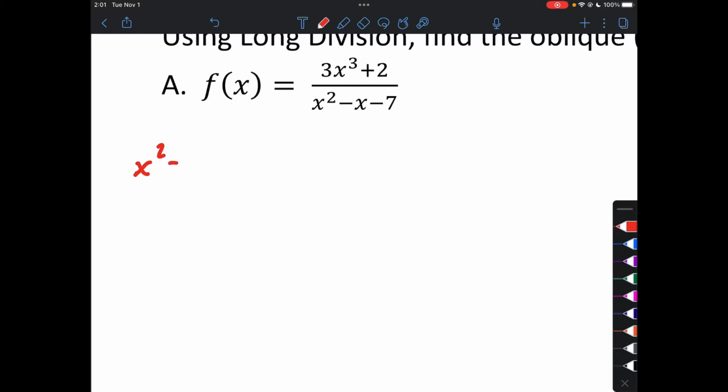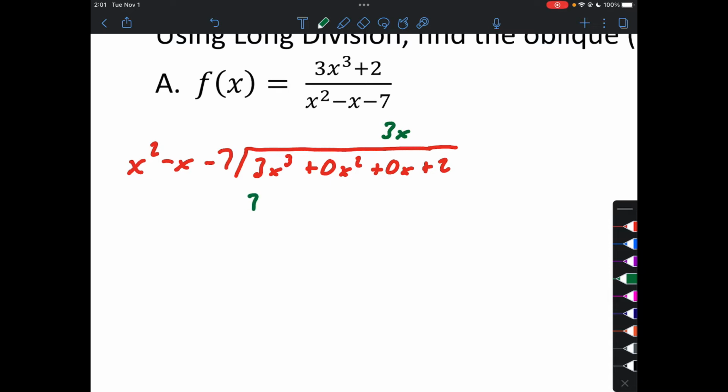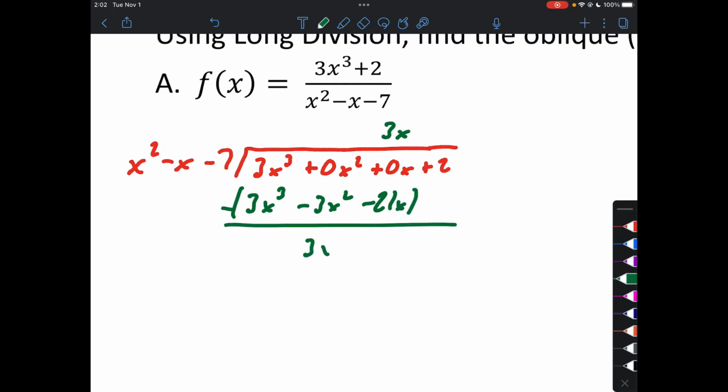So we're going to set up our long division. Make sure that when we set this up, we use our fillers here for the missing terms. So 3x cubed over x squared is 3x. Subtract, we get 3x squared plus 21x plus 2. 3x squared over x squared is 3, so plus 3. And you can actually stop there. You don't need to go through the next step of finding the remainder. Our oblique asymptote is simply 3x plus 3.